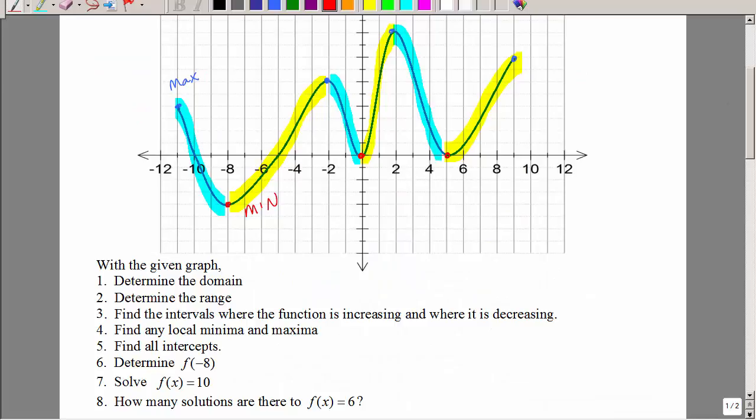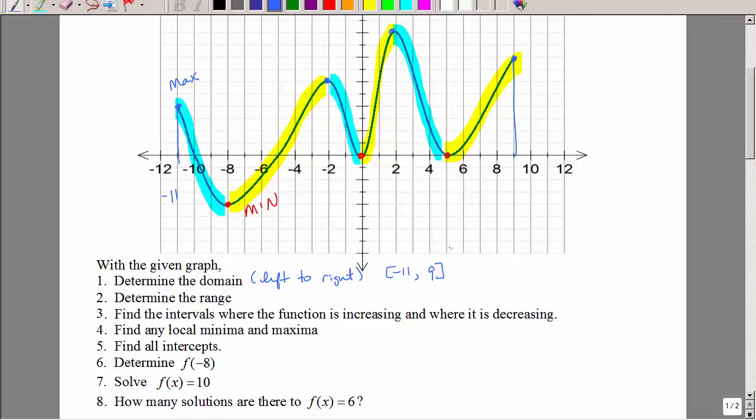Let's just go through these questions. Determine the domain of a graph. Well, remember we want to go from left to right, and these are our x values. So how far left does it go? From negative 11. And how far right does it go? Goes all the way to 9. It's very continuous. There's no holes, so everything from negative 11 to positive 9 would be the domain.